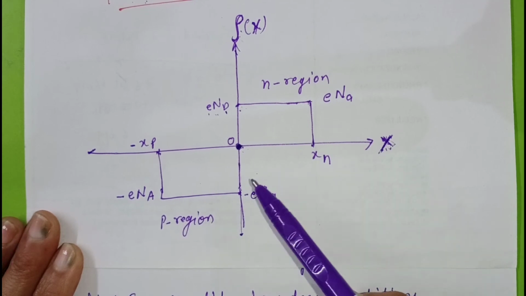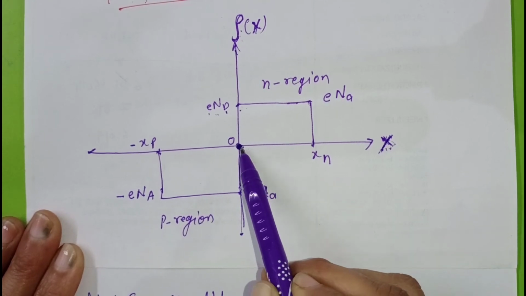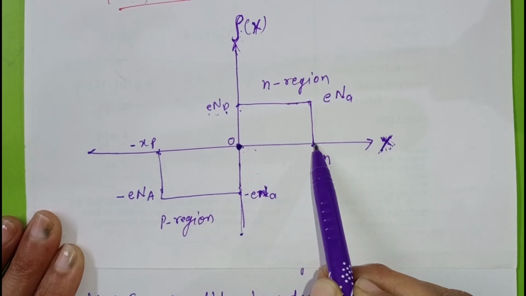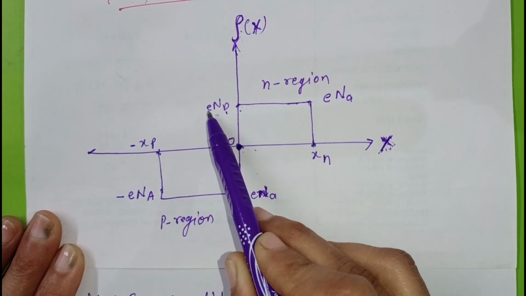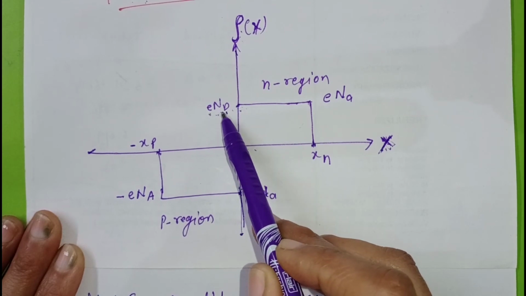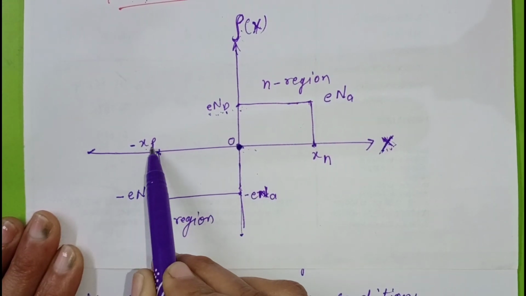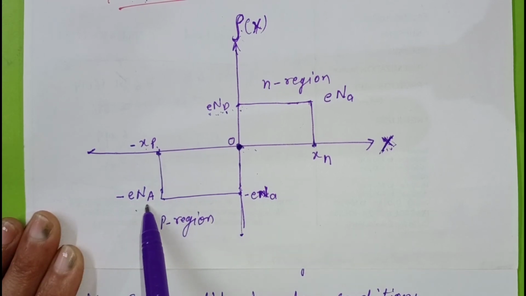By this diagram, the charge density in the n region and in the p region will be more clear. This is the junction, meaning here x equals 0, and xn is the width of the depletion region in the n region. So the charge density in the n region is e into Nd. Here e is the charge and Nd is the donor ion concentration. In the p region, xp is the width of the depletion region in the p region, and the charge density is negative of e into Na, where Na is the concentration of acceptor ions.